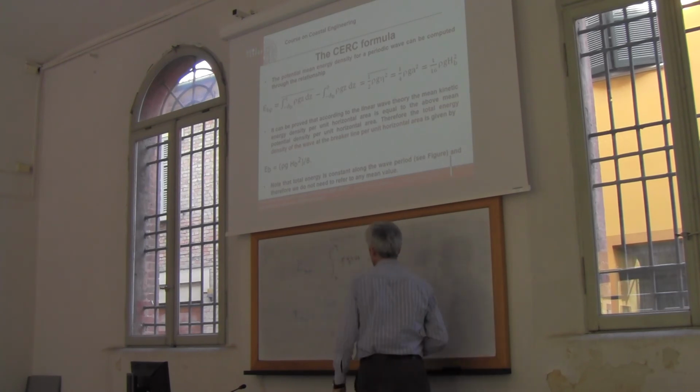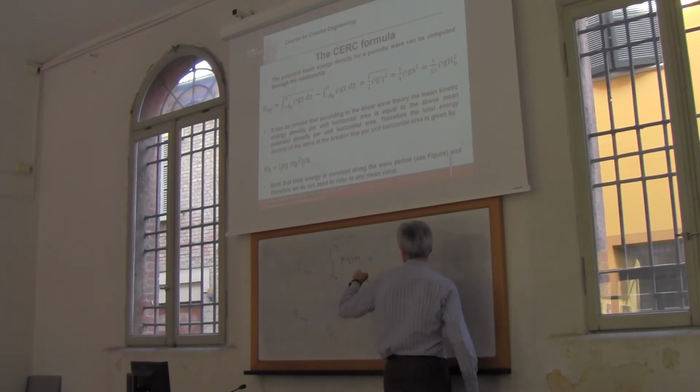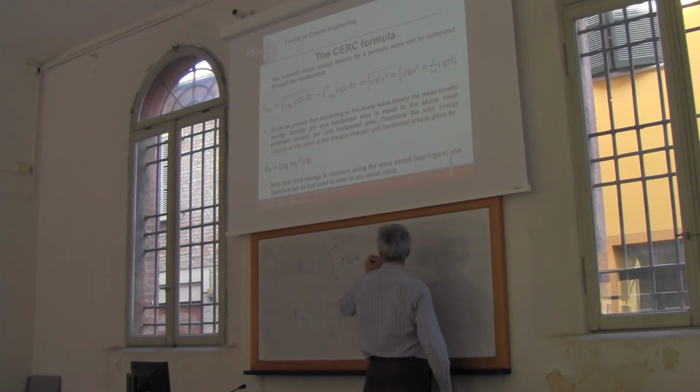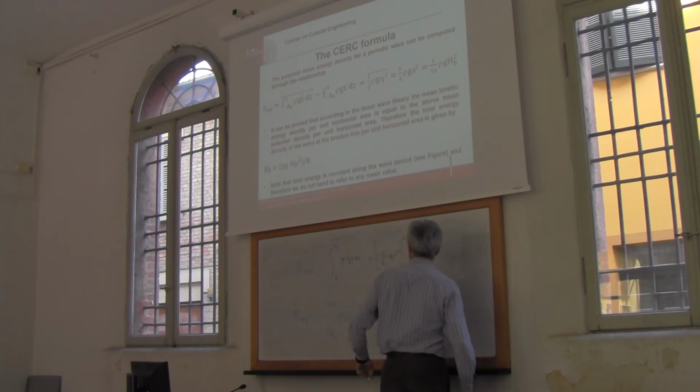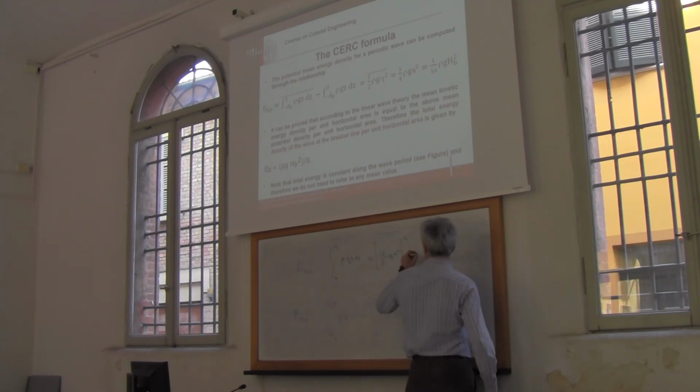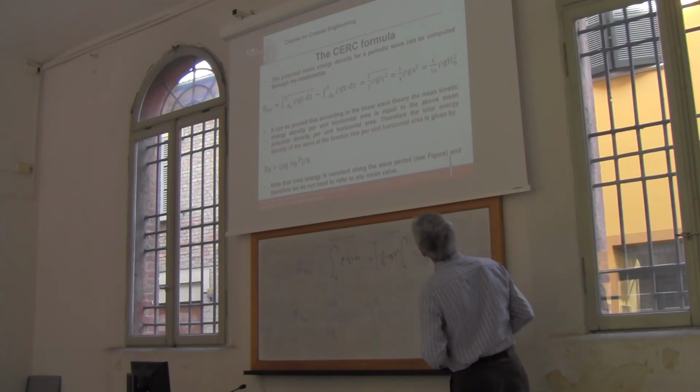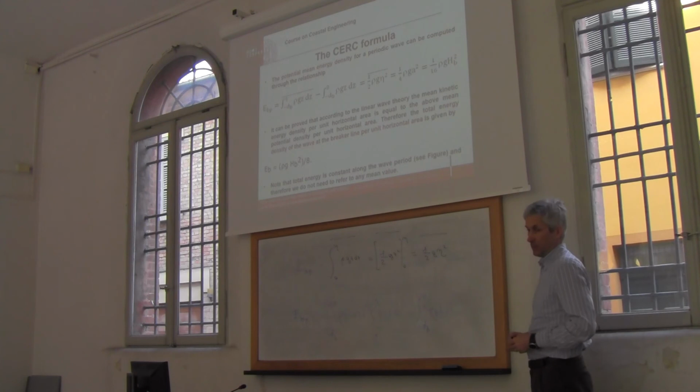And what we can do now is we can compute the integral. Actually, the result of the integral is 1/2 g z squared computed between 0 and eta, average, equal to 1/2 g eta square average, which should be the same that is there. Yeah.